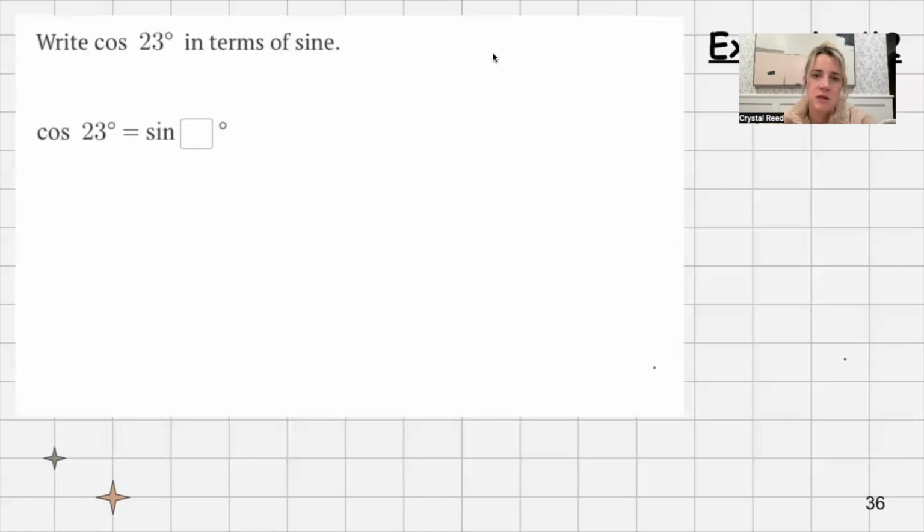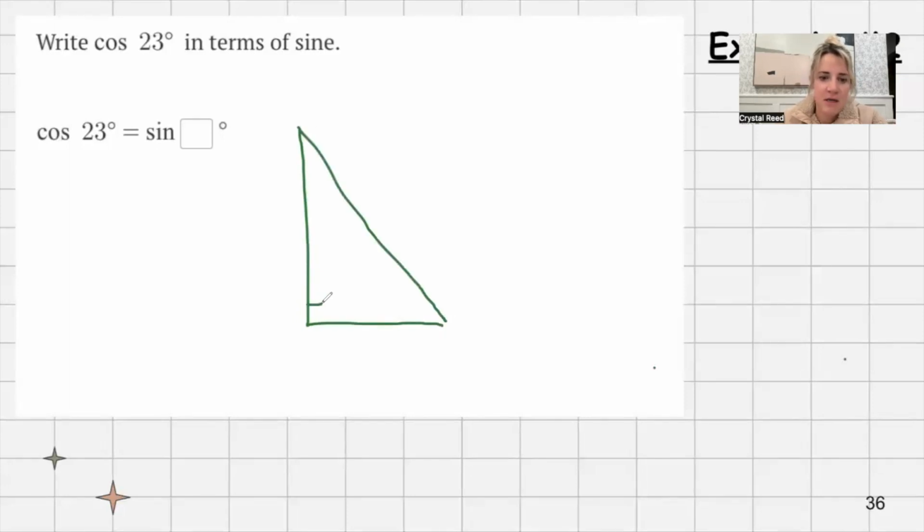Right, cosine 23 in terms of sine. So again, that was that one slide that was talking about the complement of each. And so you can do this a couple different ways. It does help if we draw ourselves just a generic right triangle here. So we have our 90 degrees. Say this was 23 degrees.